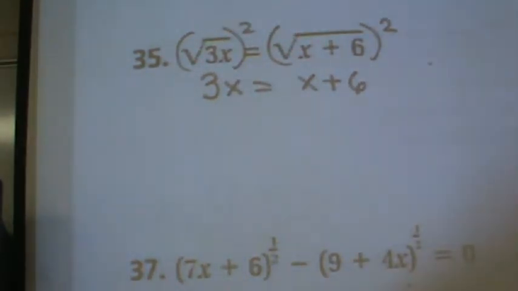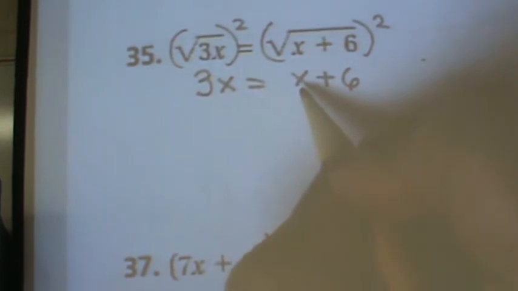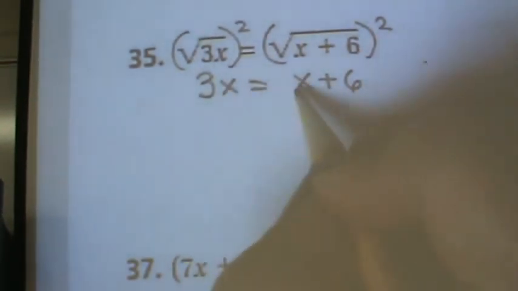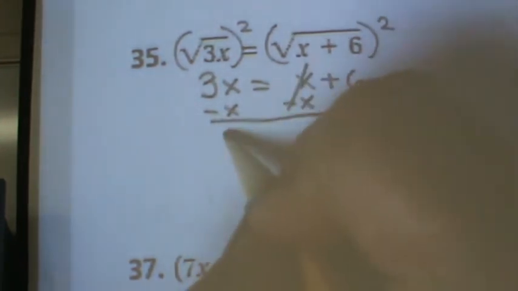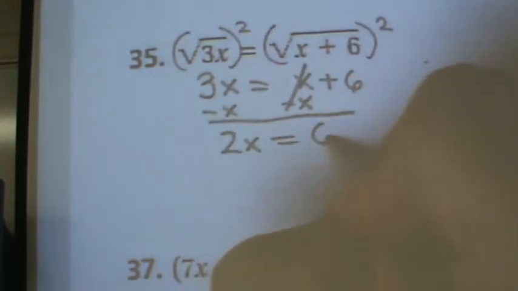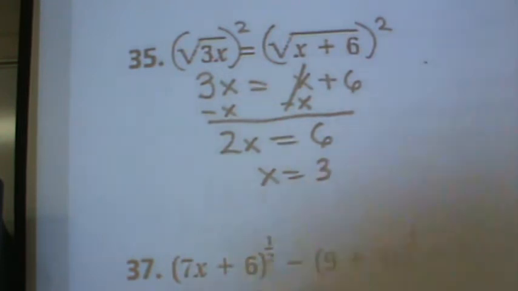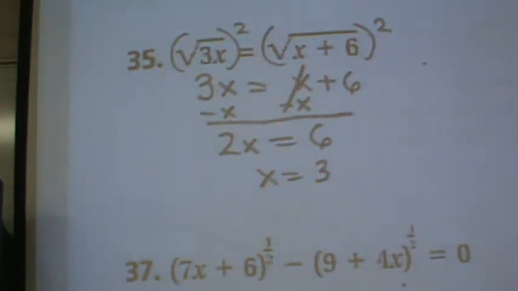And then what do you do? Subtract 3x. I would subtract 3x over here. You get the same answer if you do the other one. Yeah, you get 3. It's just an extra step.